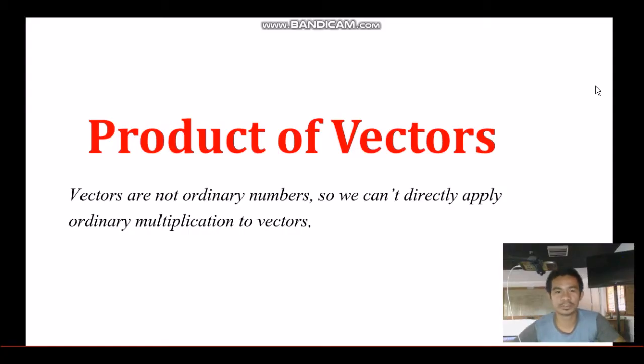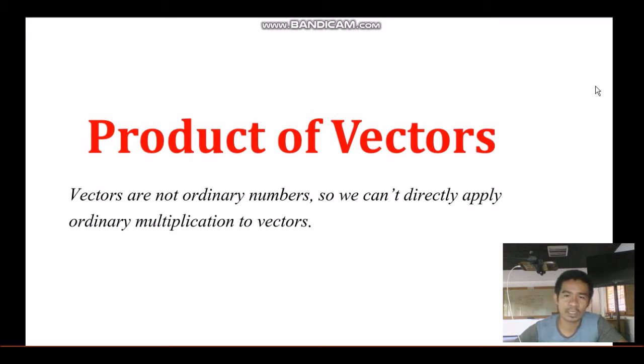This time we'll proceed to product of vectors. So hopefully you mastered already how to add vectors using components. Vectors are not ordinary numbers, so we cannot apply direct addition. Like if vector A has magnitude of 3 and vector B has magnitude of 4, then if we add these two vectors, we'll have magnitude of 7? Not all the time it's 7, because we will consider the direction of each vector.